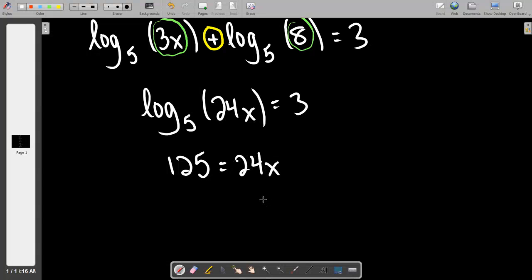And again, I'm feeling like 125 is probably not divisible by 24. Can you get on board with that? So I'm going to just claim then my answer. Don't have to love it, but get comfortable with it. It's just a fraction, 125 over 24.